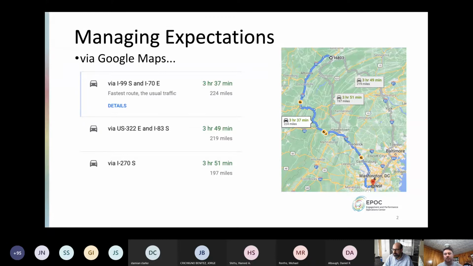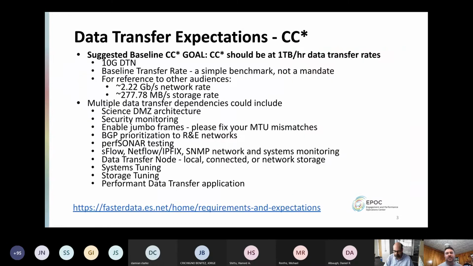So what we're trying to do with part of this data mobility exhibition and with the EPOC is try to have sites that have a CC* grant or a CC* award project get at least 1 terabyte per hour data transfer rates with what they're setting up. We know that depends on distance and some other pieces, but that's a pretty reasonable benchmark to get on a 10 gig node with the Science DMZ infrastructure and components like that. So it's not going to be optimal for everyone. There are going to be people getting more than that, but this is a benchmark to go after as you're putting these projects in.